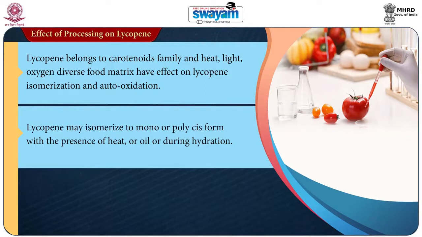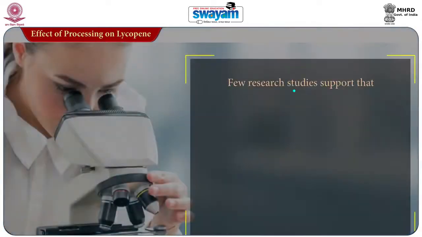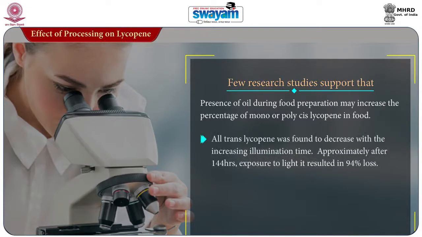Lycopene may isomerize to mono or poly cis form in the presence of heat or oil. It has been seen that temperature higher than 100 degrees centigrade and longer heating time lead to a larger percentage of lycopene degradation. Few research studies support that presence of oil during food preparation may increase the percentage of mono or poly cis lycopene in the food.